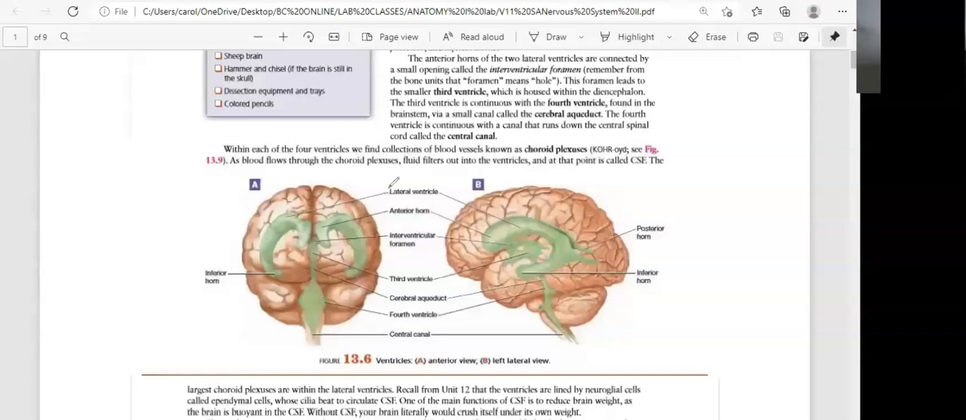Okay, so this is the brain where you can see that the brain is separated in two hemispheres. This is the right hemisphere. This is the left hemisphere. Okay, and they're going to separate through this middle groove right here called the longitudinal fissure.